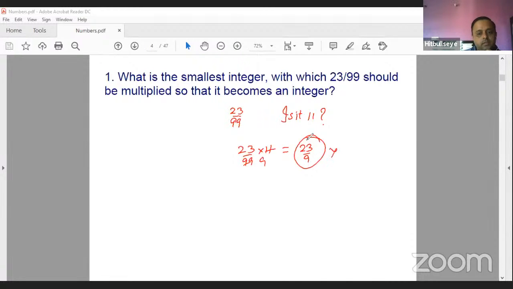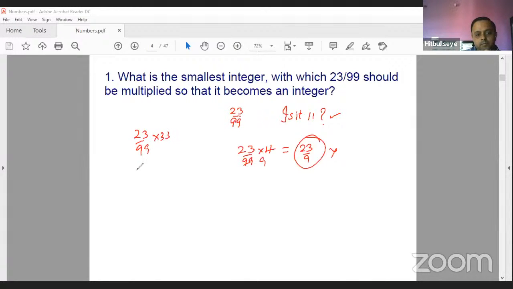So this is not an integer, obviously. So the answer cannot be 11. Yes, good, so answer that now. I just asked you, is it 11? So what do you think the answer should be? I am not saying that this is the answer. So what should be the answer? Which smallest integer should be there with which this 23 by 99 should be multiplied in order to get the integer? You tell me the answer.